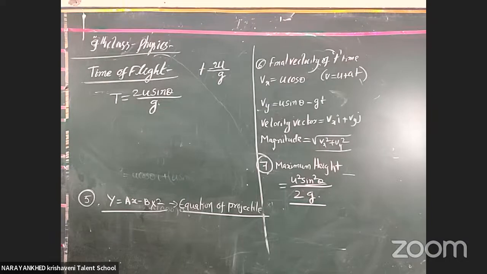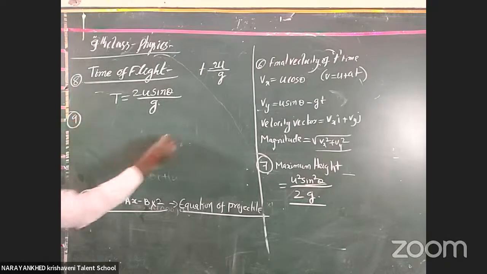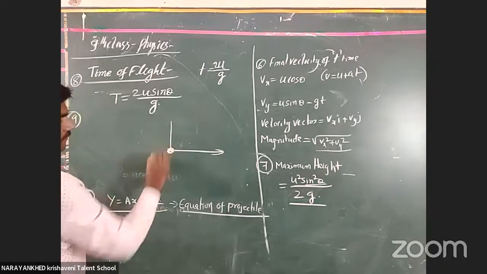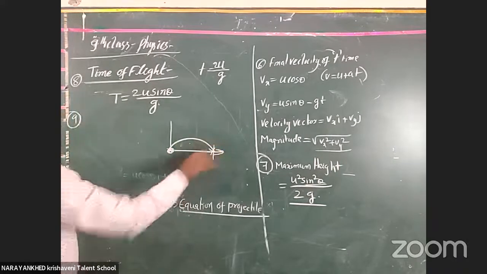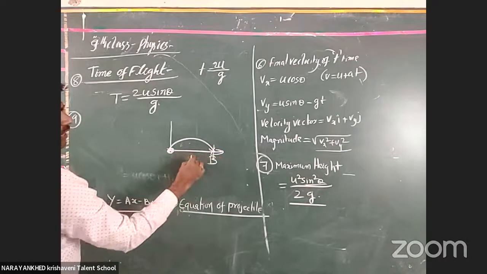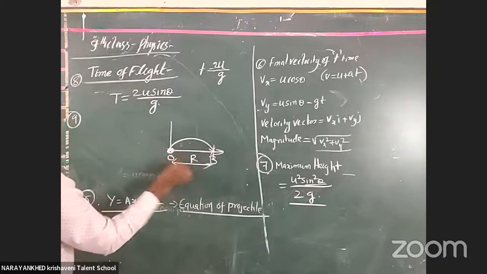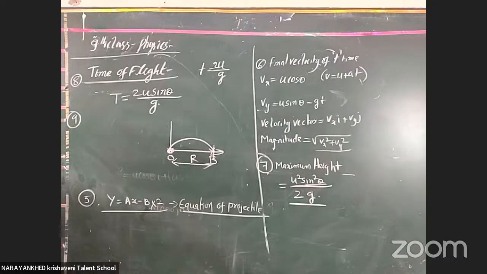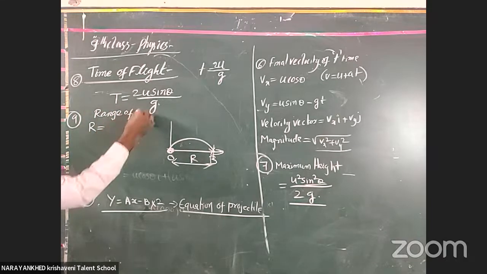Next one, horizontal range. Horizontal range is how much distance is traveled by the body. Clear or not, all the students? The body starts here, but it moves along a projectile path. The distance traveled from O to B is called the horizontal range. Now R is taken as the horizontal range, the range of the particle.